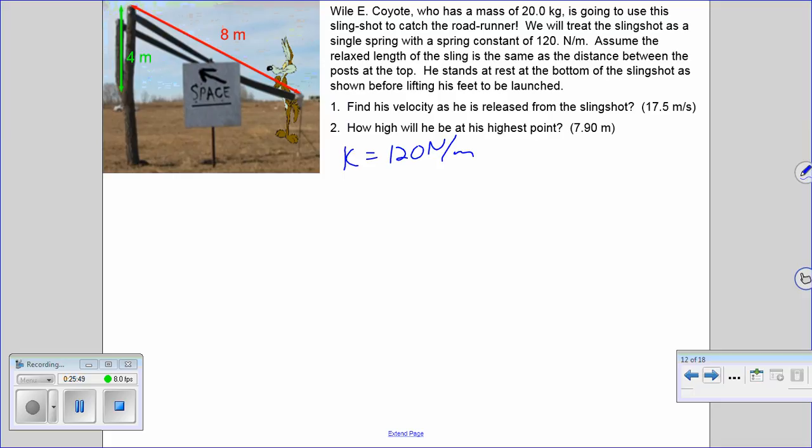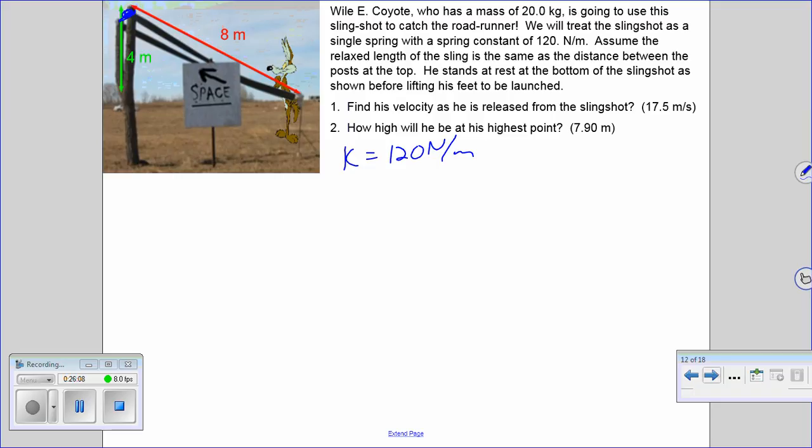It says assume that the spring is relaxed. Assume that a relaxed length of the sling is the same as the distance between the posts at the top. That's a really complicated way of saying assume that this point up here at the top of the slingshot is where the slingshot is relaxed. Okay.